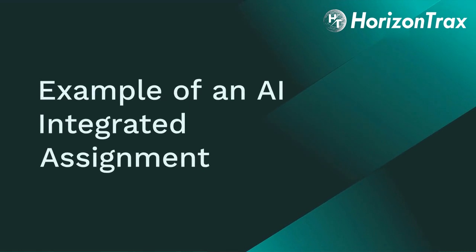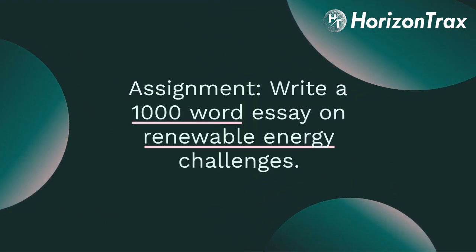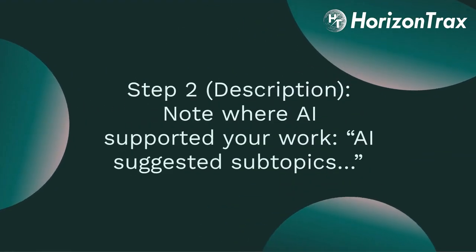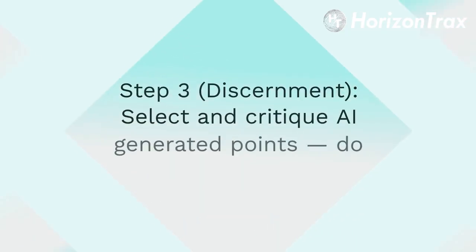Example of an AI-integrated assignment. Write a 1,000-word essay on renewable energy challenges. Step 1. Delegation. Use AI to brainstorm subtopics: wind, solar, cost, storage. Step 2. Description. Note where AI supported your work. AI suggested subtopics.